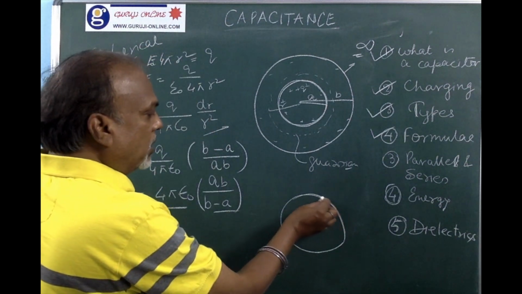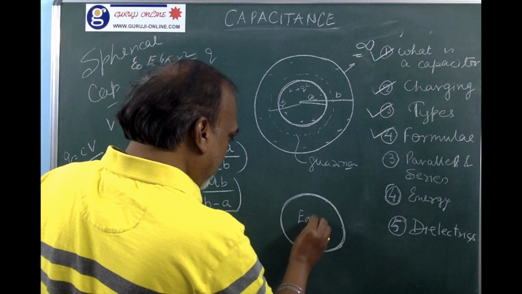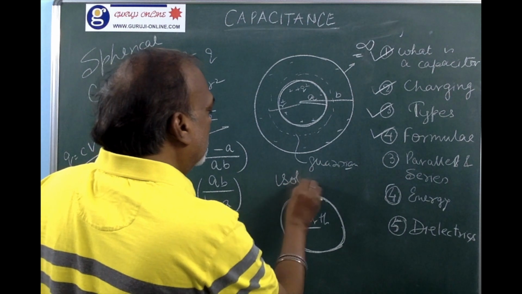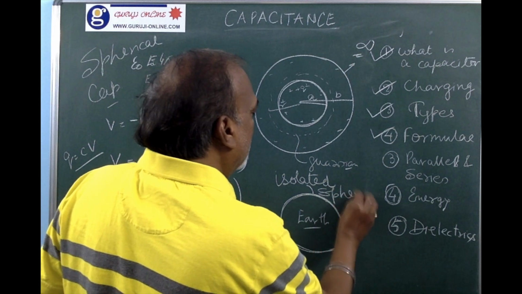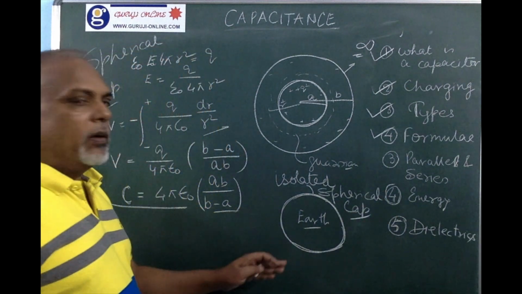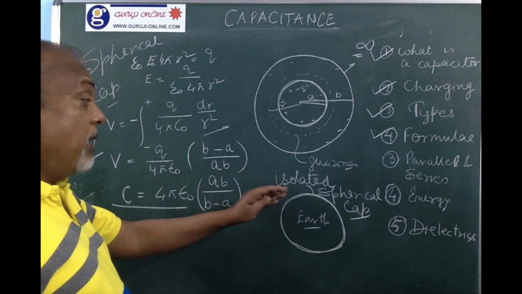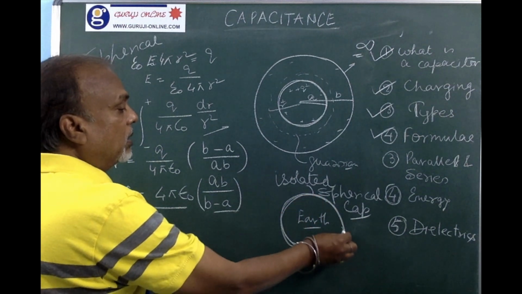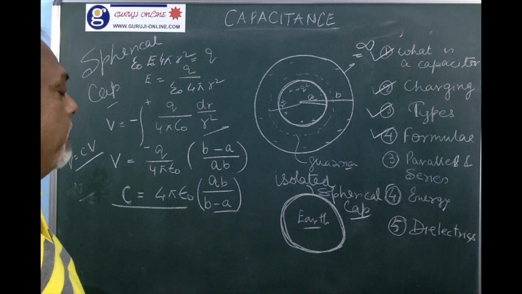So in such a case, this Earth behaves like an isolated spherical capacitor. This is the example I gave you in the beginning, that Earth behaves like an isolated spherical capacitor, and it has charges. And the charge burst occurs during the lightning.